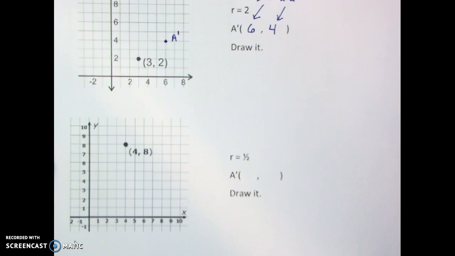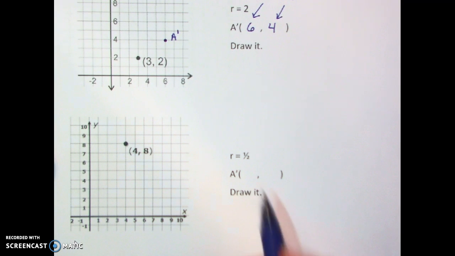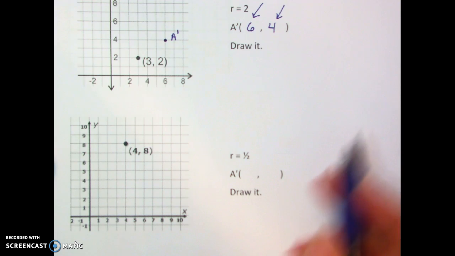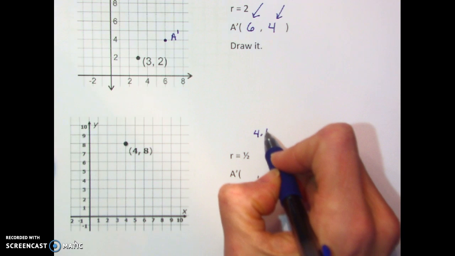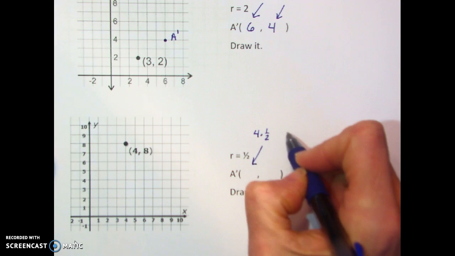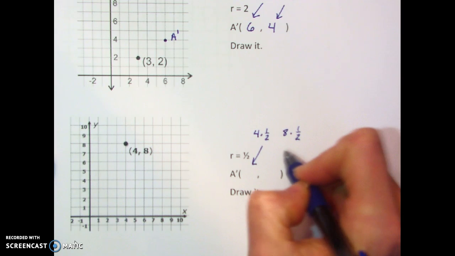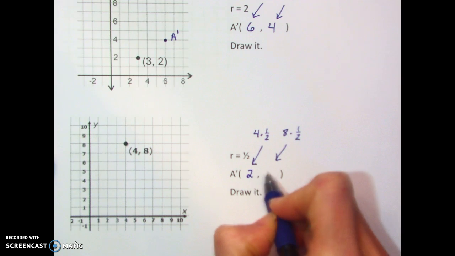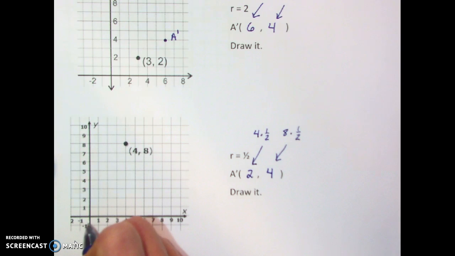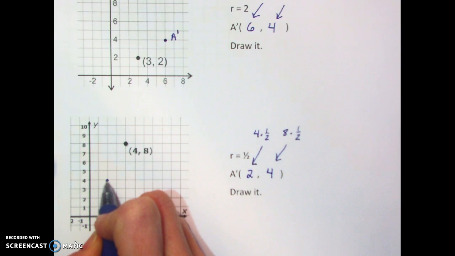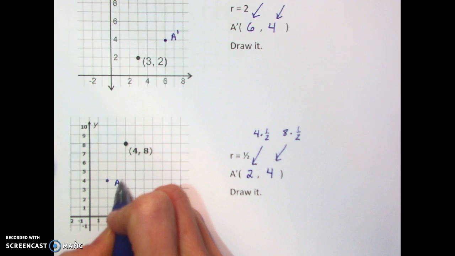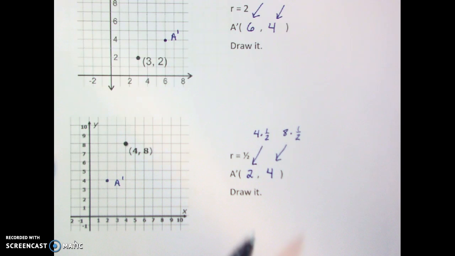Let's try another one. 4, 8 is our original coordinate. Our scale factor is 1/2. So we're going to take 4 times 1/2 and 8 times 1/2, which will give us 2 and 4. So 2, 4 will be right there, our new A prime coordinate.